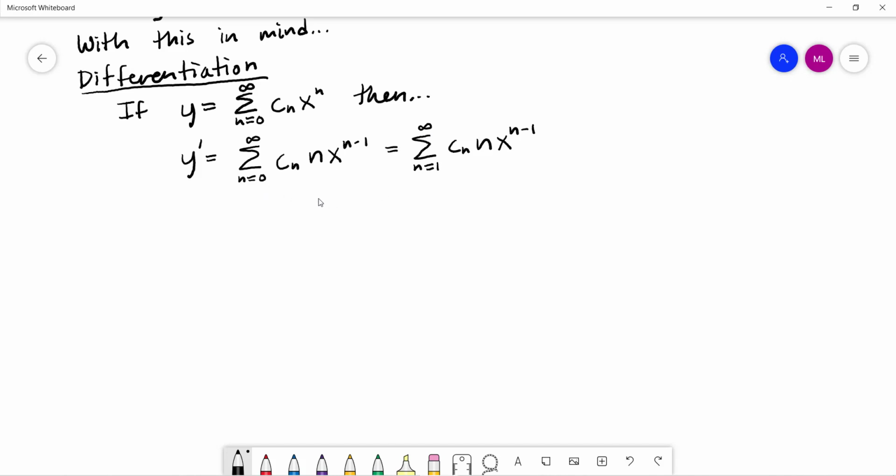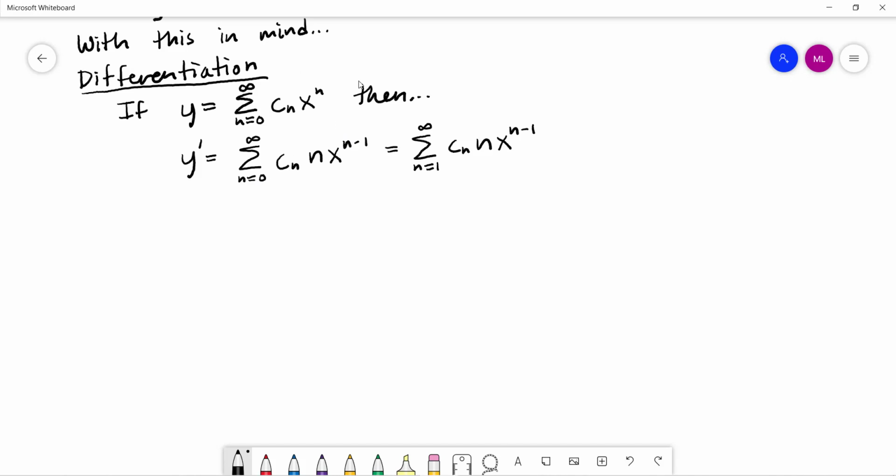The only difference, if I can point it out to you, is that we changed the index of our summation. This one started at 0, this one starts at 1. But I didn't touch any of the rest of this, so why was I allowed to do that? Well, what happens if we were to plug in n equals 0? So I'd have c sub 0 times 0 times x to the negative first power. And this 0 right here basically kills off that first term. And so we might as well leave it off.